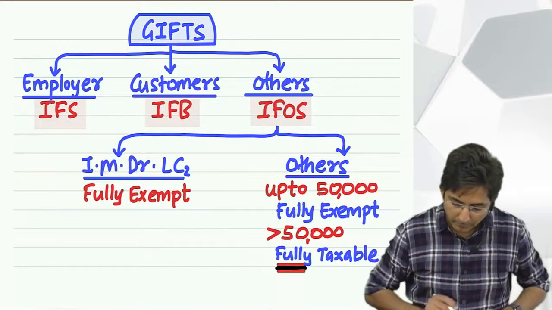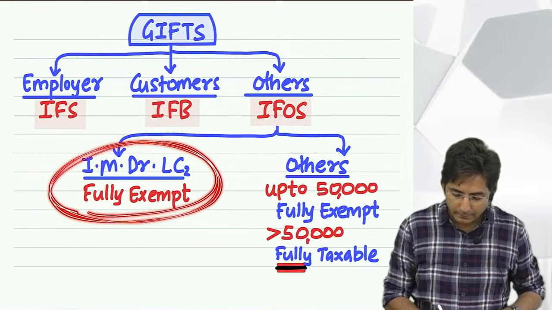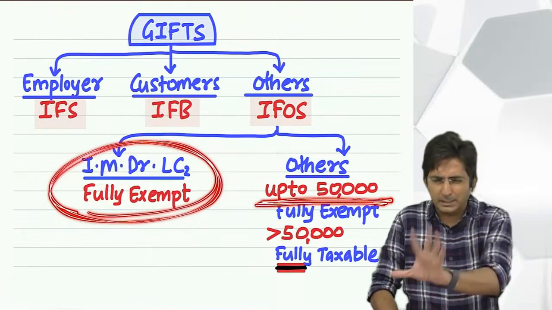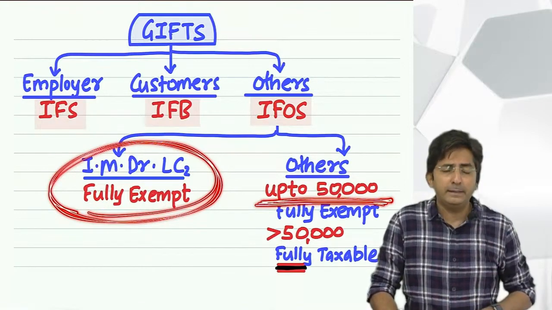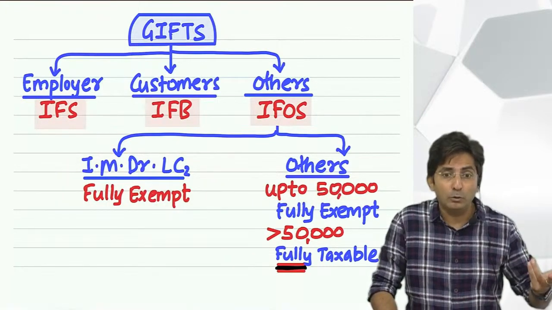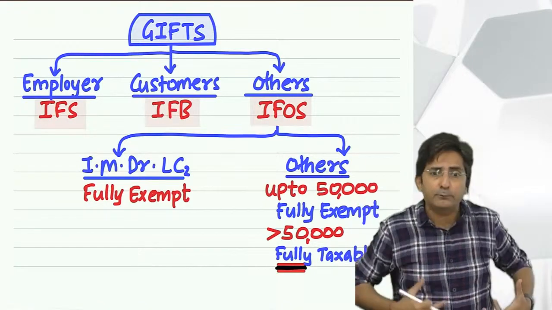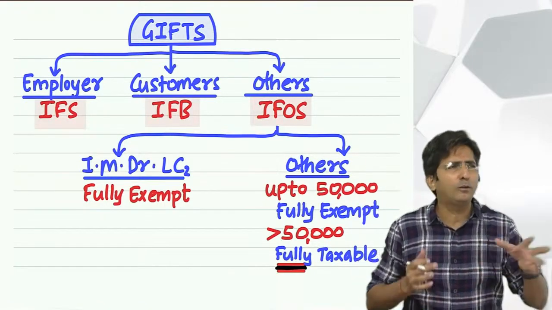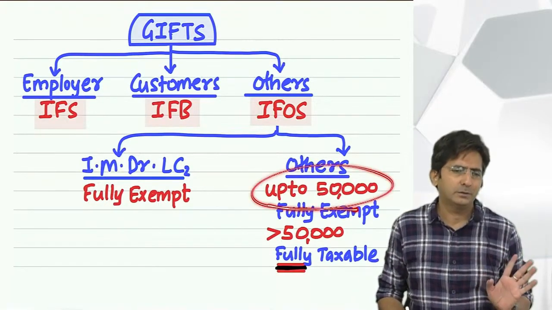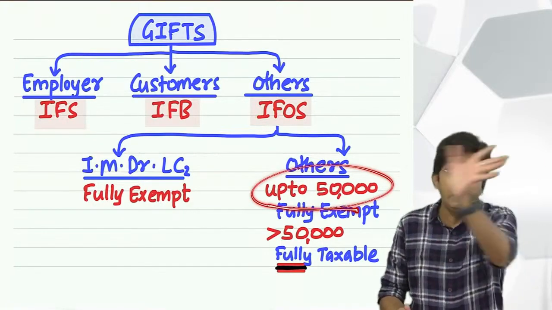Now see here. After this, tell me, other than I am Dr. LC, what is the treatment of other gifts? See, other gifts government actually doesn't believe. But then if government directly taxes it, people will feel bad. For example, person can argue, you might not be having good friends, but I have good friends, they give me gift. So government says, okay, all friendly gifts are also treated as genuine, but only up to 50,000. But if it goes beyond 50, even if it is 51,000, fully taxable.